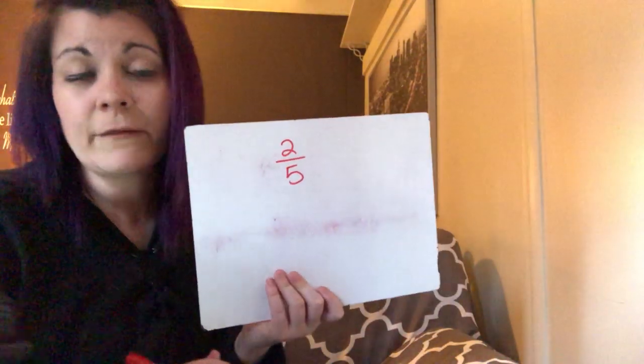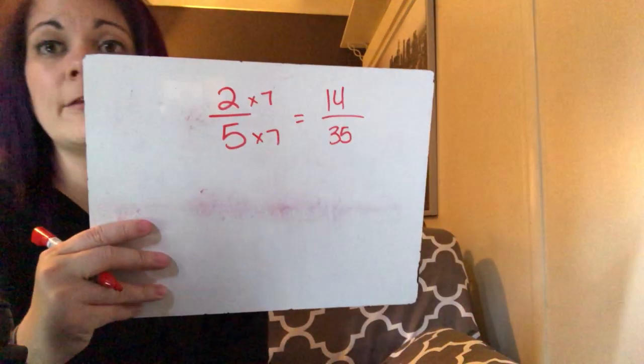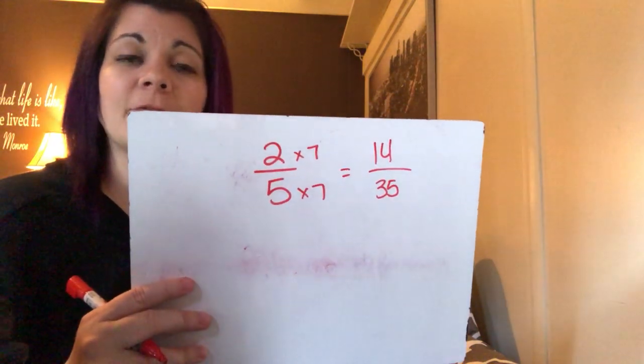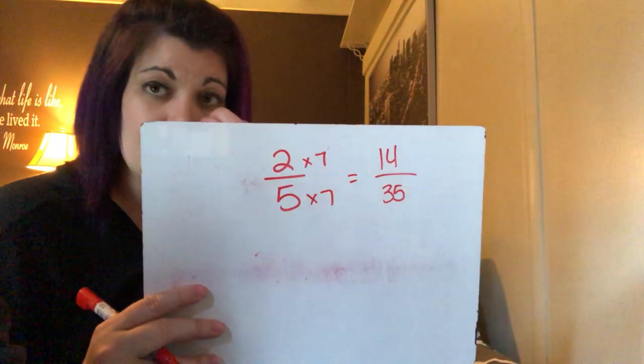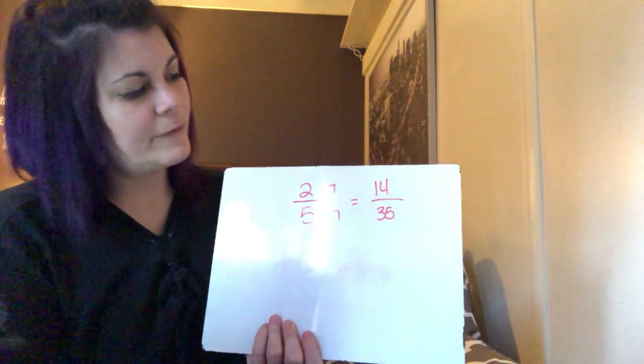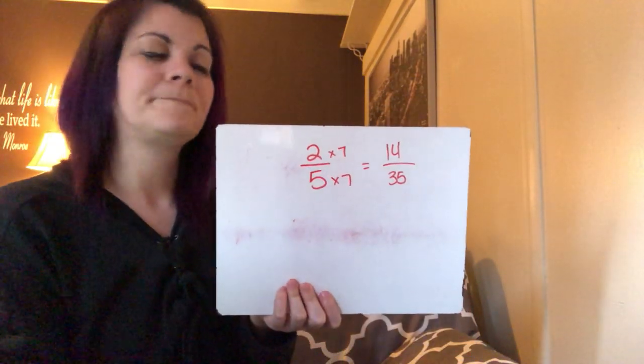So let's make an equivalent fraction for 2/5. Let's choose a number. Let's say 7. I'm going to multiply both of them by 7. 2 times 7 is 14, and 5 times 7 is 35. So 2/5 and 14/35 are the exact same fraction. They're equivalent. They represent the exact same pieces of the pie. So if I eat 2 out of 5 pieces or 14 out of 35 pieces, I'm eating the exact same amount, okay?